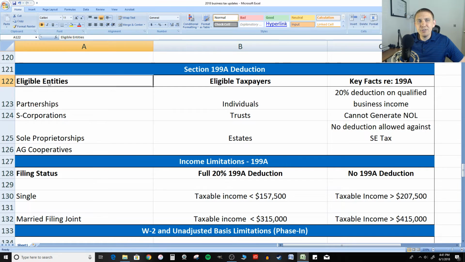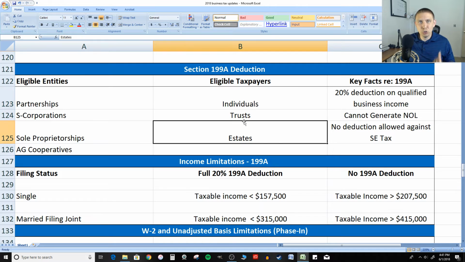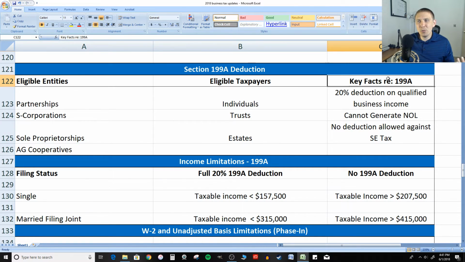The entities eligible for this 199A deduction include partnerships, S corporations, sole proprietorships, and ag cooperatives. Eligible taxpayers are individuals, trusts, and estates. Key facts regarding 199A: it's a 20% deduction on qualified business income. There's a lot of debate on what is actually defined as qualified business income. Some people wonder if real estate income is business income. It's still up in the air, and the IRS has not released any guidance on this. It cannot generate an NOL, so that's important to remember. And there's no deduction or offset allowed against self-employment tax.